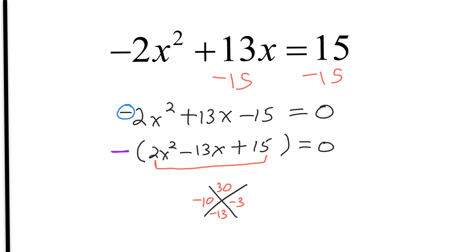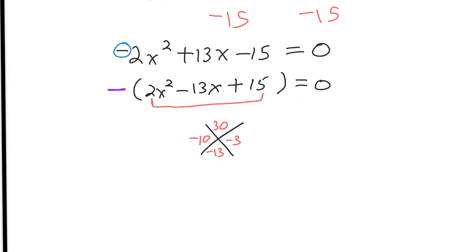Negative 15 times 2 is not positive 30. That will be negative 30. So negative 15 and 2 don't work. Yeah, they do combine to negative 13, negative 15 plus 2, but they don't multiply to a positive 30. So make sure you check your signs every time you factor.